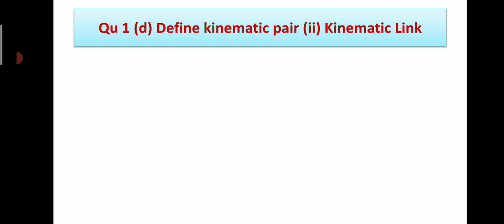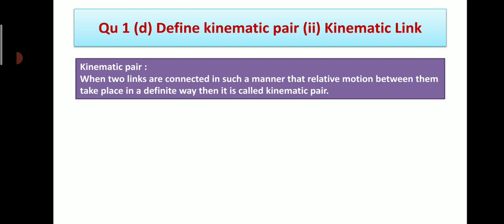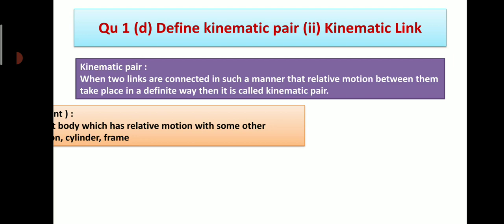Question 1d was: define kinematic pair and kinematic link. So kinematic pair, as I already defined previously in the previous slide, let us define again. When two links are connected in such a manner that relative motion between them takes place in a definite way, then it is called kinematic pair.